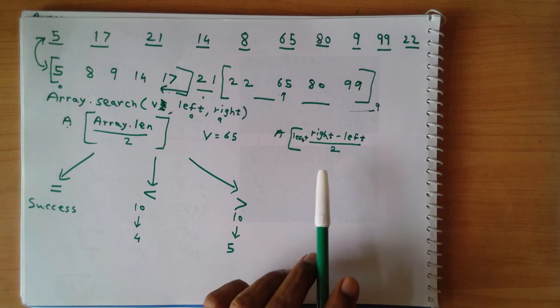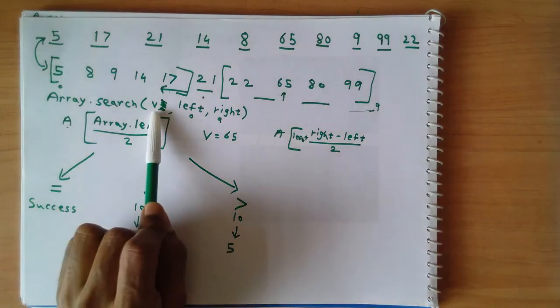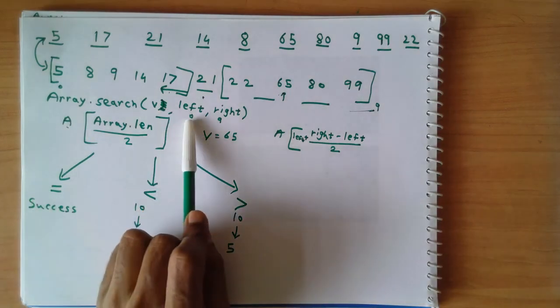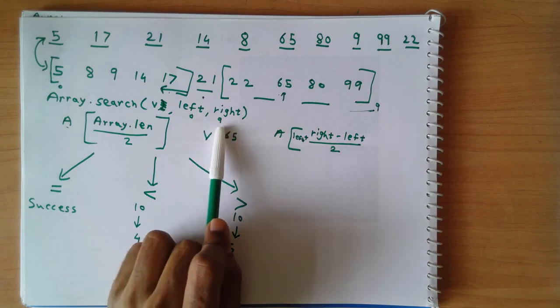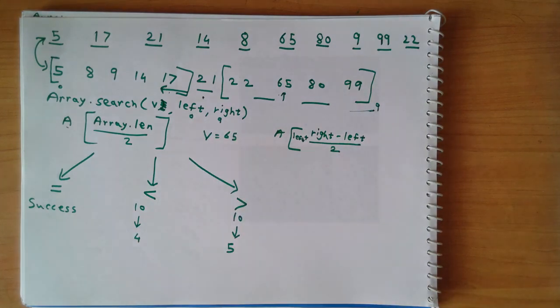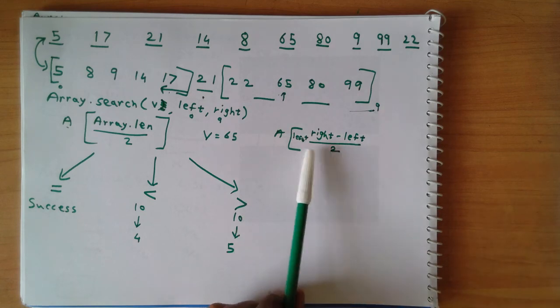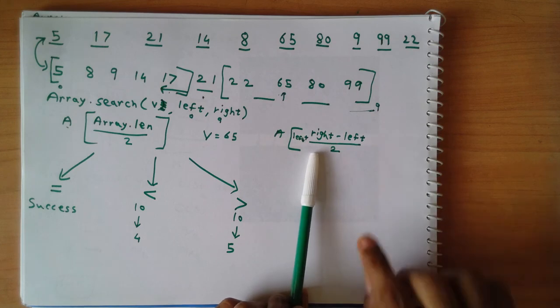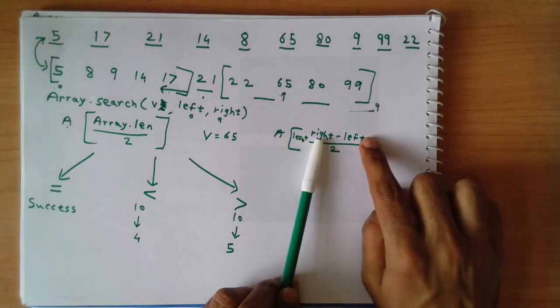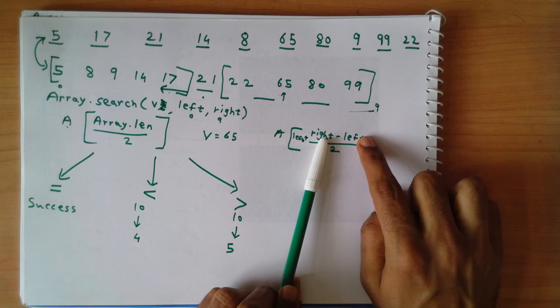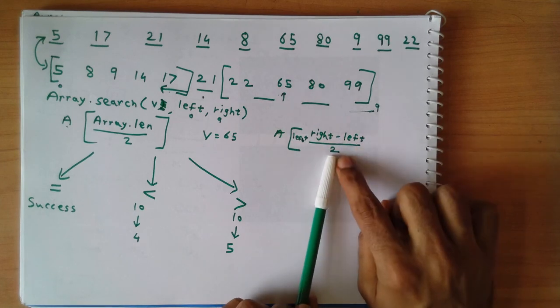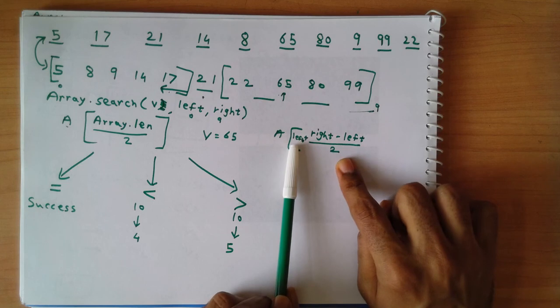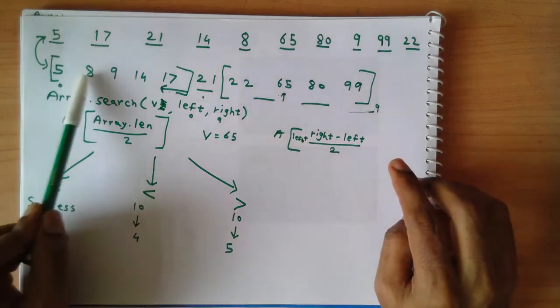Okay, so given the array and a value V to search, we are going to search from index left to index right, and when we begin, left is 0 and right is the largest index of my array. Okay, that's the way our search will start. We are going to point to this particular element. So when I begin, right is 9, left is 0, 9 minus 0 is 9 divided by 2 is 4, 4 plus 0 is 4. So I'm going to look at 0, 1, 2, 3, 4.